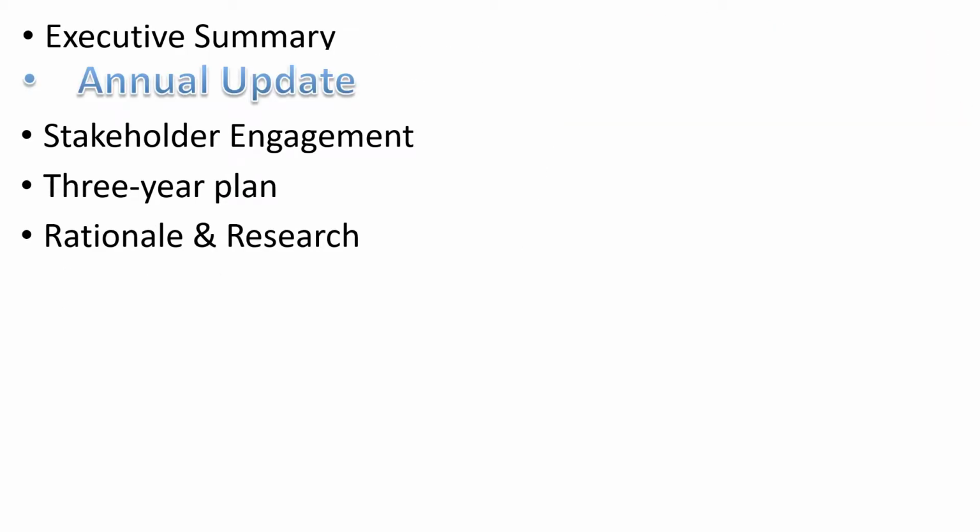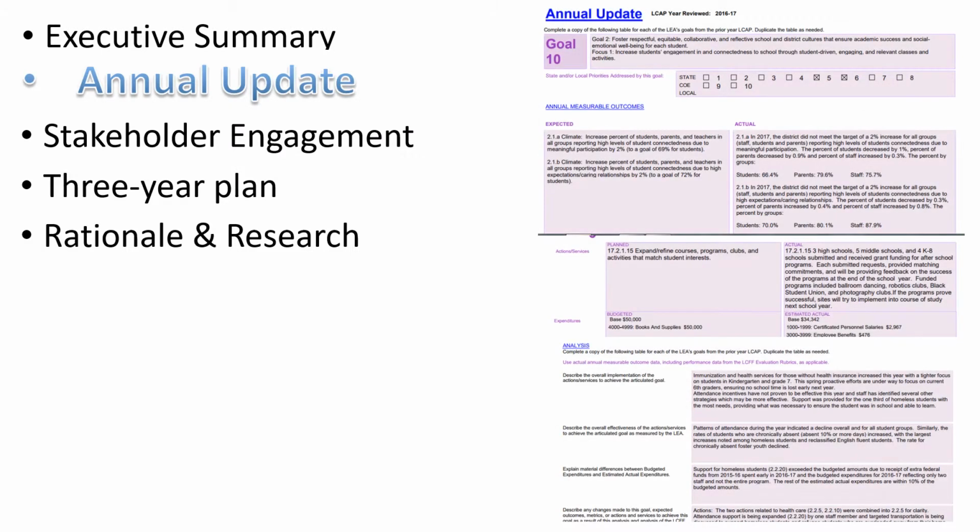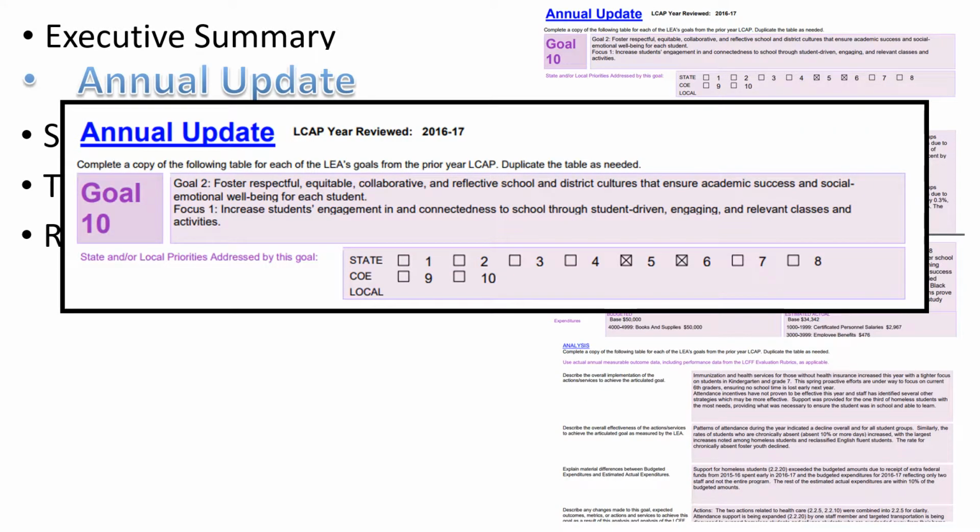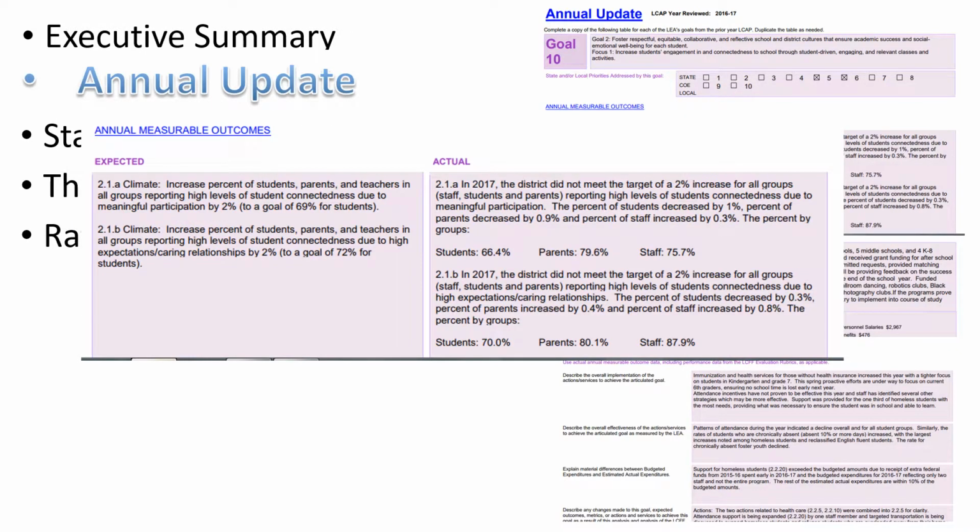Let's start with the annual update. The purpose of this section is to study what happened in the prior year and to use that information to make improvements to the plan. The annual update starts with the district's goals, and for each goal, the state and local priorities being addressed are shown. Next, you see the things being measured.